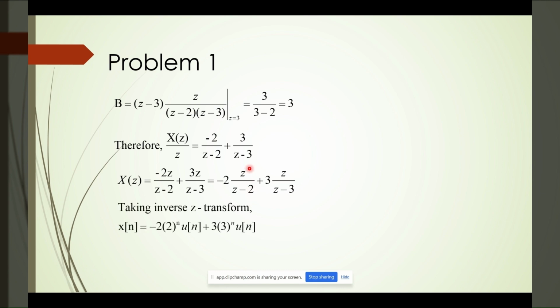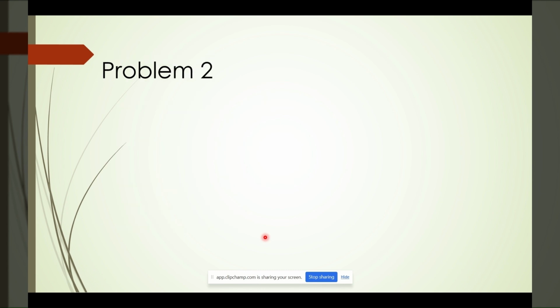So taking the inverse z transform, minus 2 being a constant, remains as such. z by z minus 2 may be written as 2 power n u of n. 3 remains as such. z by z minus 3 can be written as 3 power n u of n. Now we got the discrete sequence of the given rational function X of z. Got an idea about how to handle the partial fraction methodology in finding the inverse z transform? I think we can move on to problem number 2. So here the problem is like this.